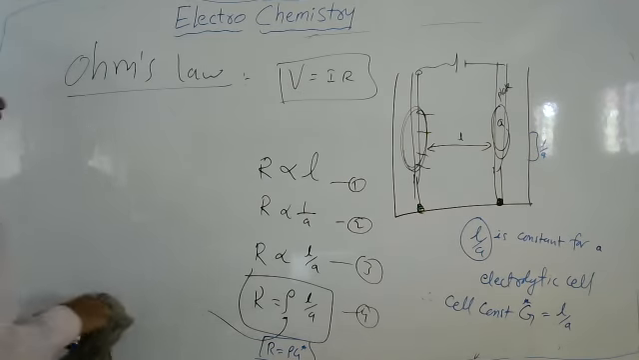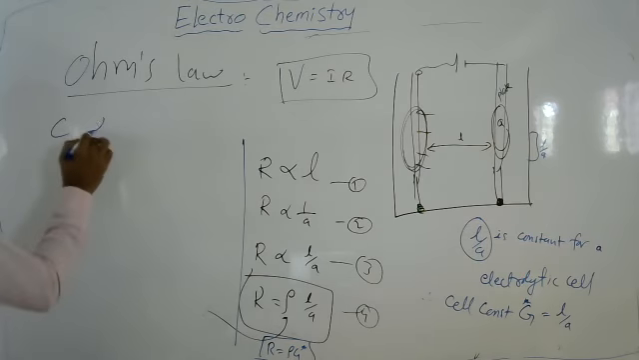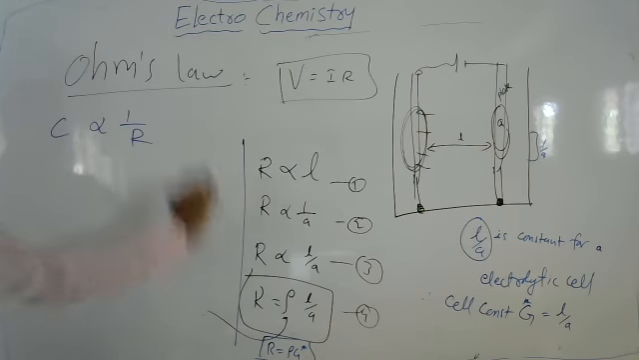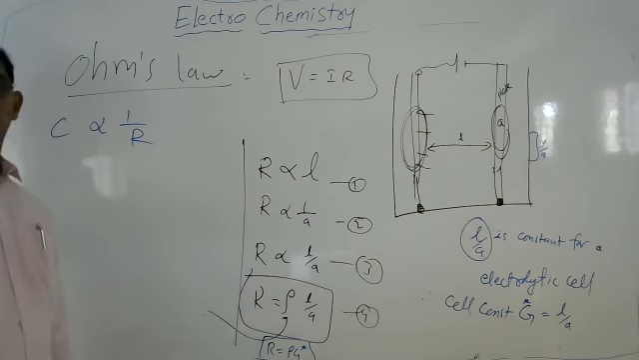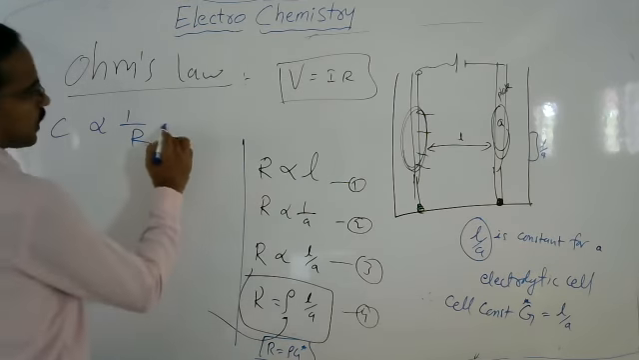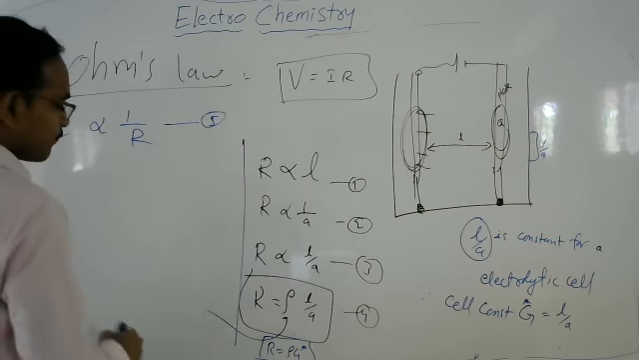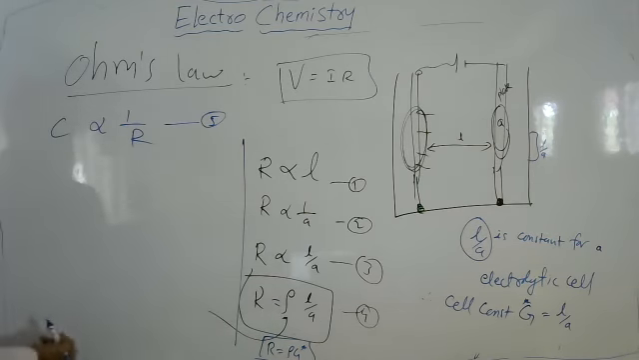Next, conductivity. What is conductivity? Conductivity C is inversely proportional to resistance, C proportional to 1 by R. If resistance is more, conductivity is less. If conductivity is more, resistance is less. So this is one more equation, I can write here number 5.